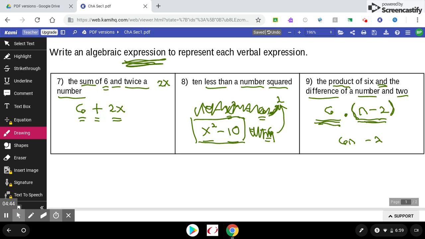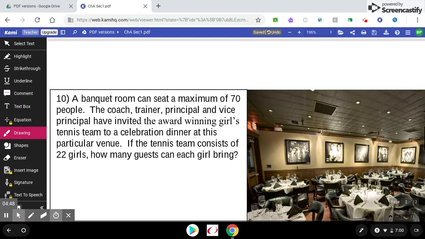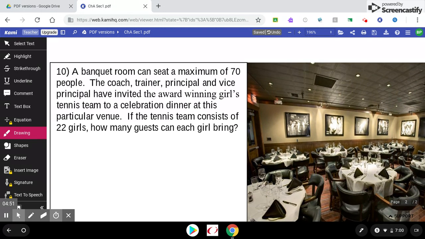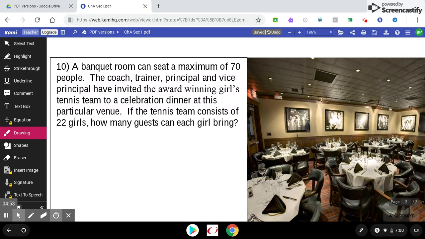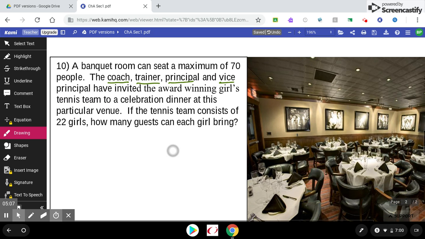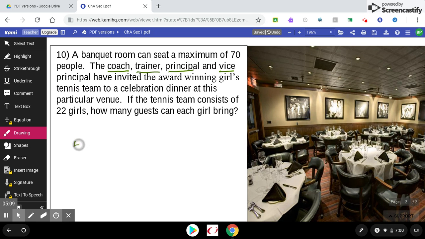All right, let's drop down and try this word problem and see if we can put something together based on what we just did there. All right, we got a banquet room. This holds 70 people. We got a coach. Now, it's a good idea to underline stuff. I hope you guys do this. Trainer, principal, and vice principal are going to this deal. So if you think about it, we already know that there are 4 people attending. And obviously there's going to be some more.